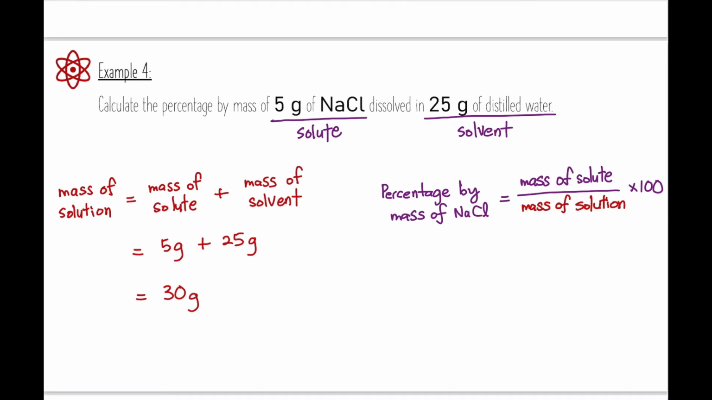Now we have the mass of solute, which is 5 grams, and the mass of solution, which is 30 grams. Now we can substitute all the values. 5 grams for the mass of solute divided by the mass of solution, which is 30 grams, times 100. This will result in the final answer, which is 16.7%.